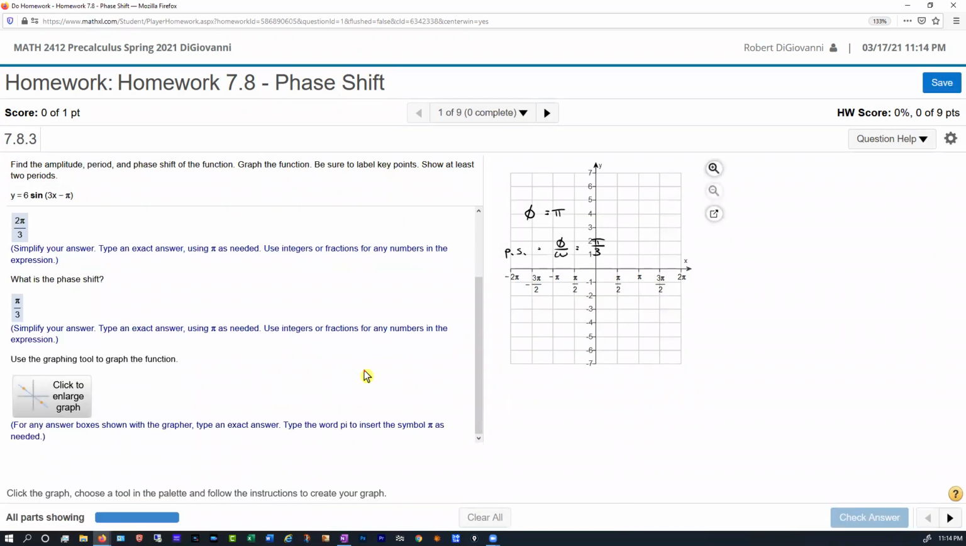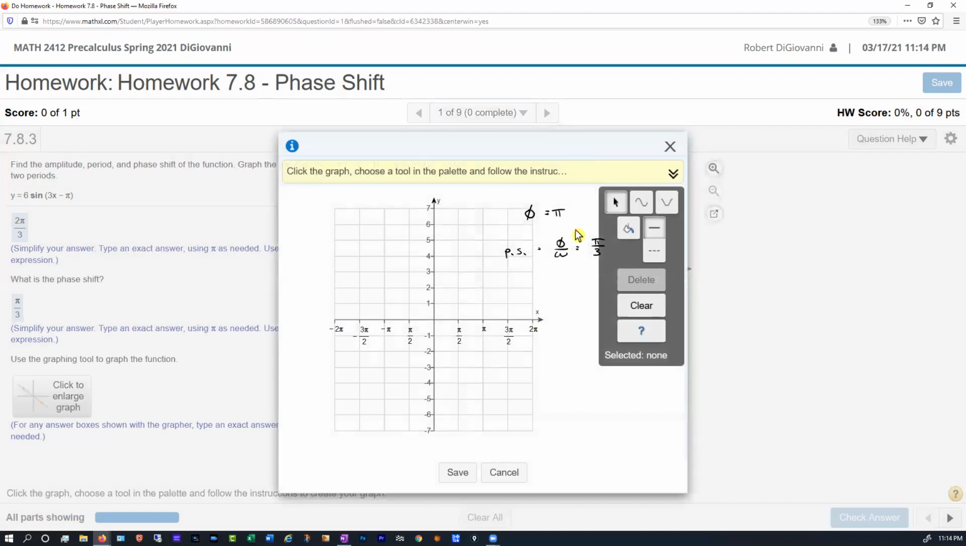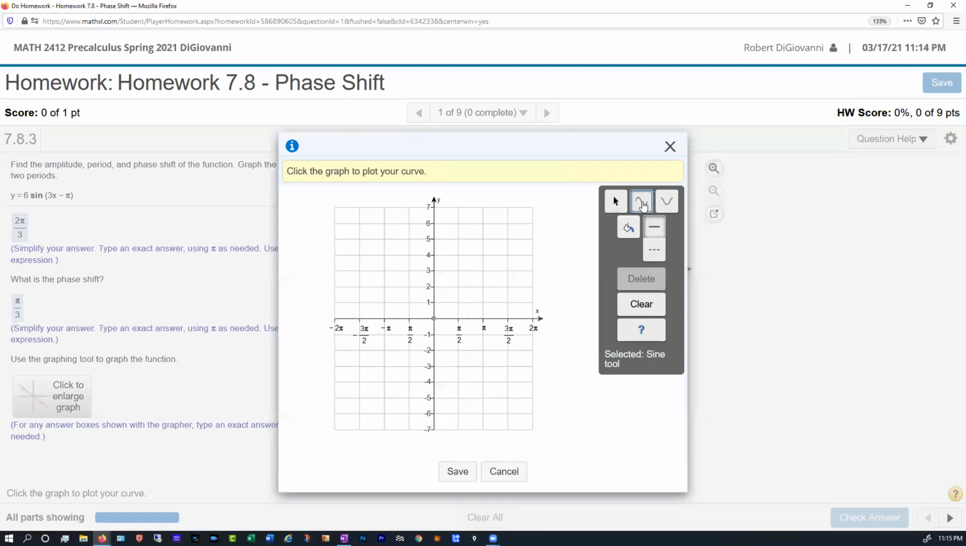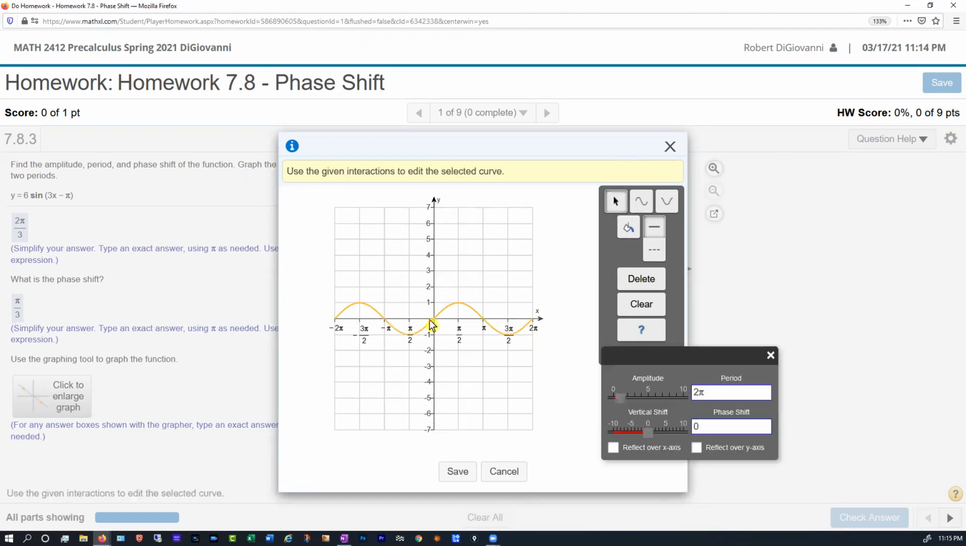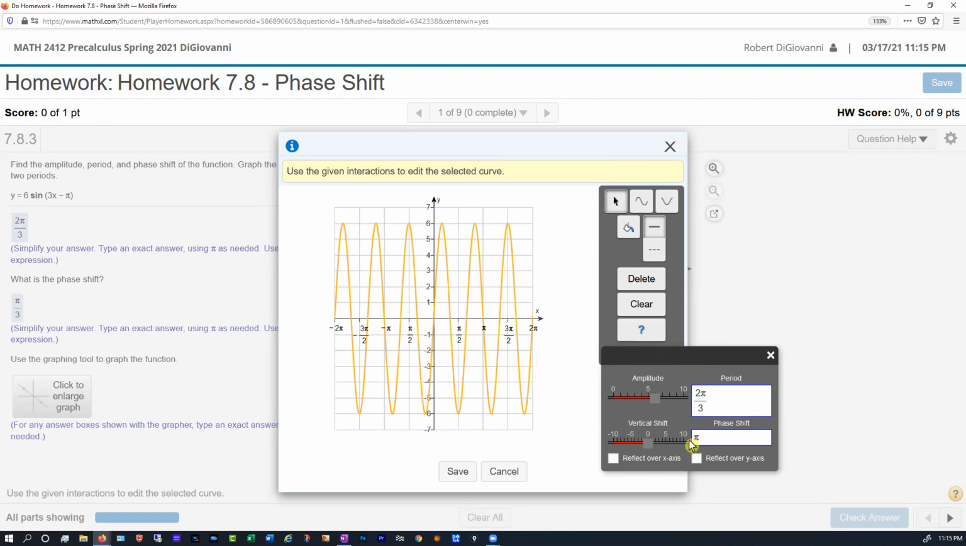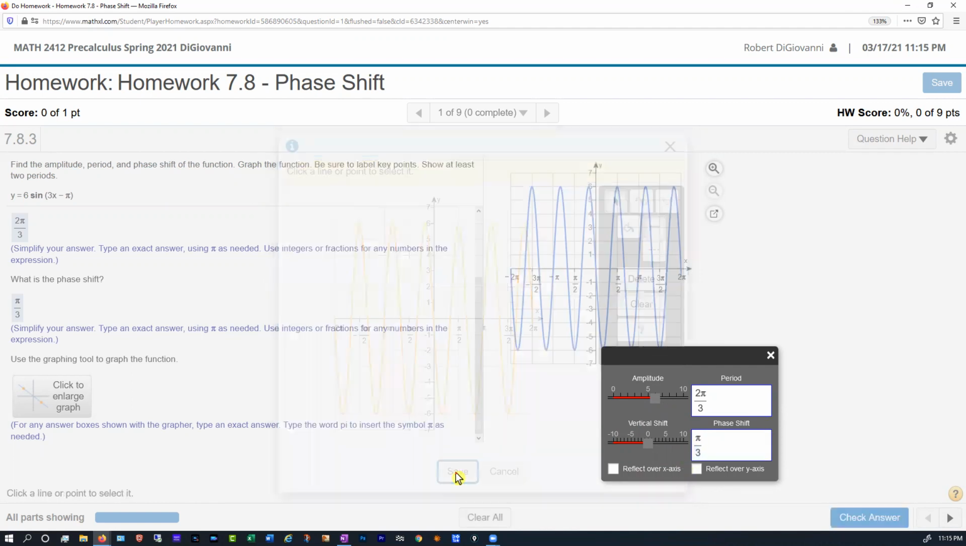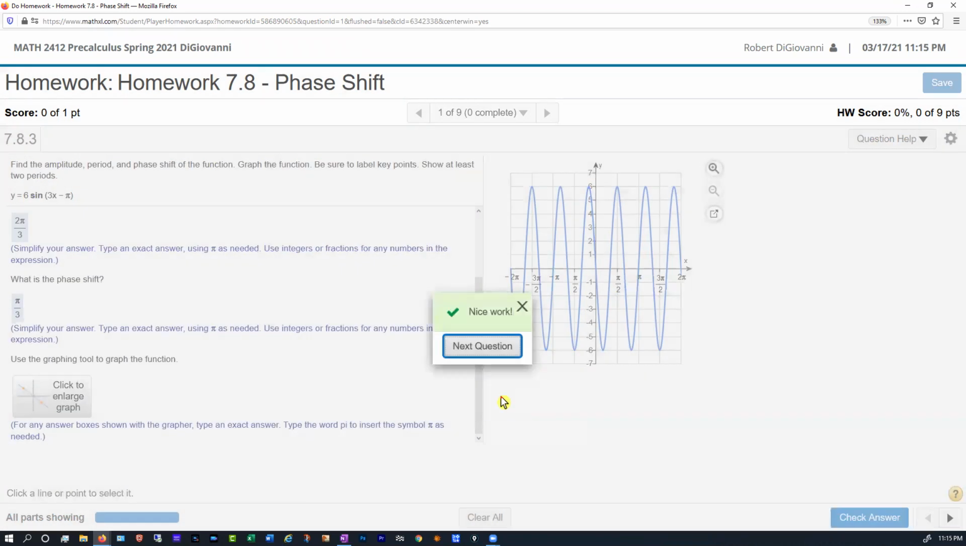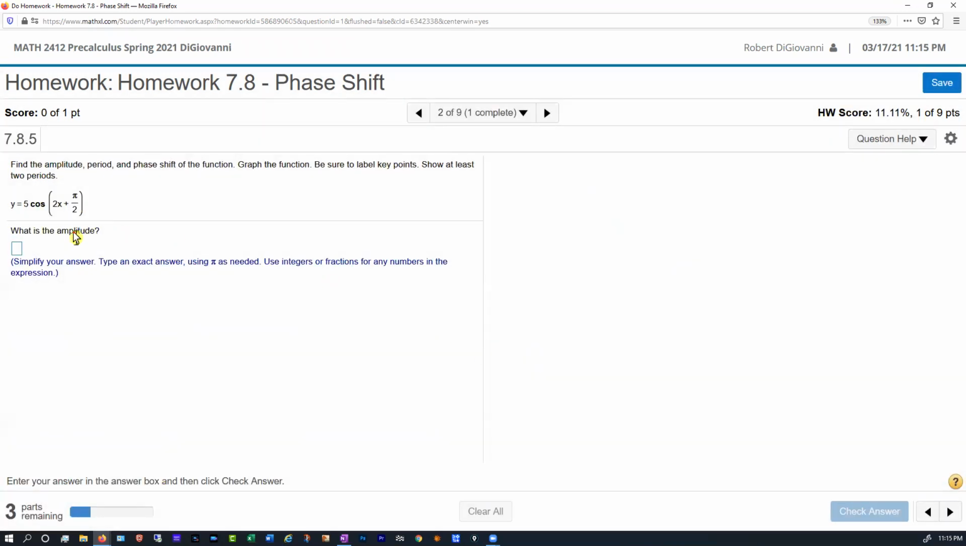Okay. Now we want to graph this thing. I think we can do this without going through the long process that we do in class. So we want a sine function, right? Okay. Want the amplitude of this to be 6, the period to be 2 pi over 3, and the phase shift to be pi over 3. Let's just check that. Yeah, that'll be not bad.